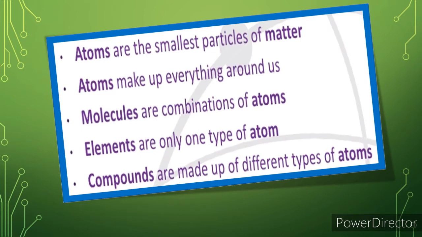Atoms are the smallest particles of matter. Atoms make up everything around us. Molecules are combinations of atoms. Elements are only one type of atoms. Compounds are made up of different types of atoms. These are some fundamental things you must keep in your mind before going into the lesson.